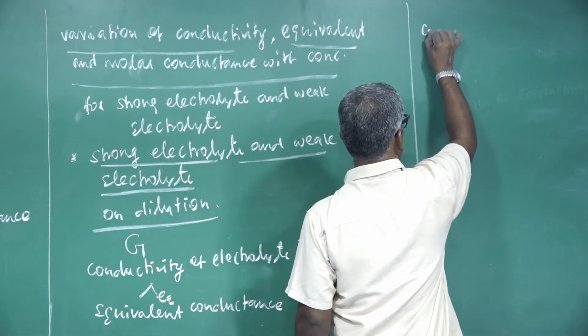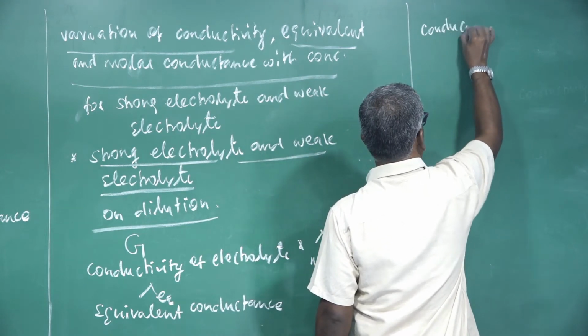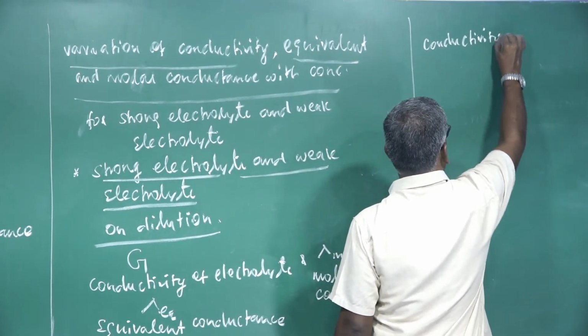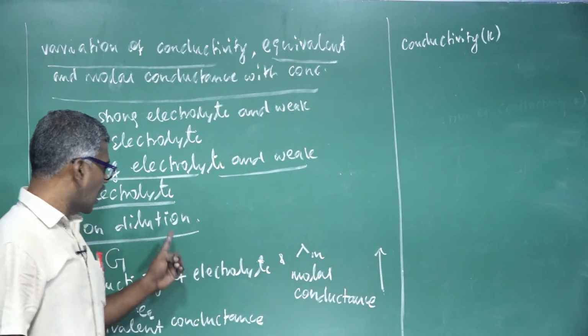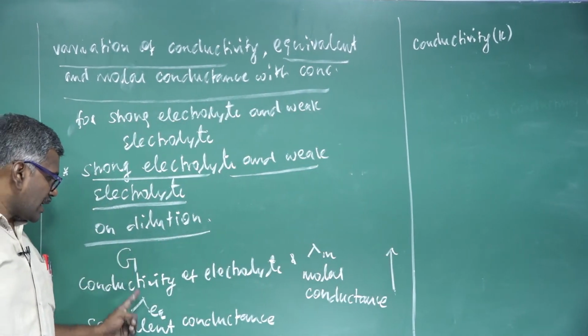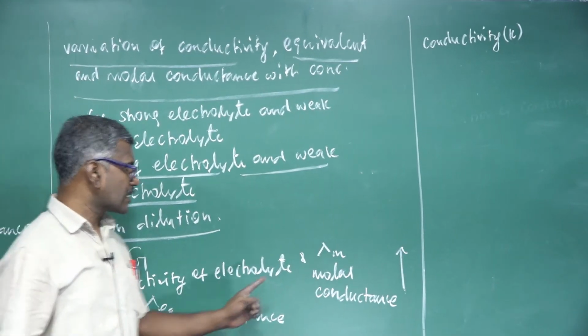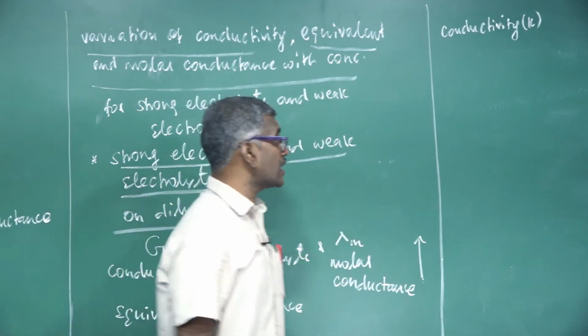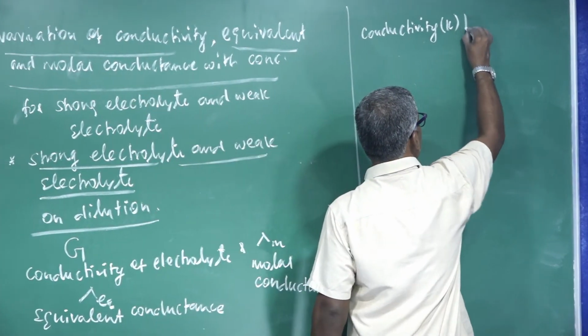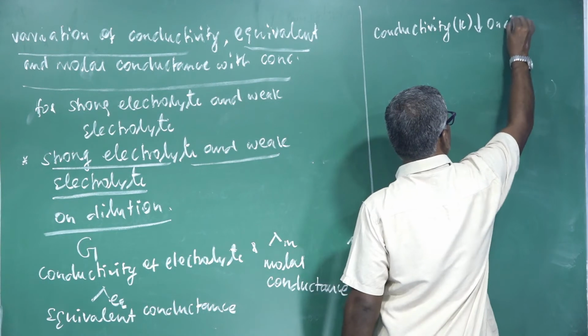Another one, conductivity. Conductivity is nothing but kappa. On dilution, G, equivalent conductance and molar conductance all increase. Conductivity decreases on dilution.